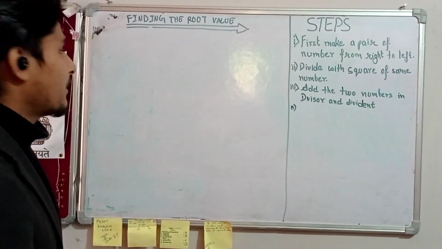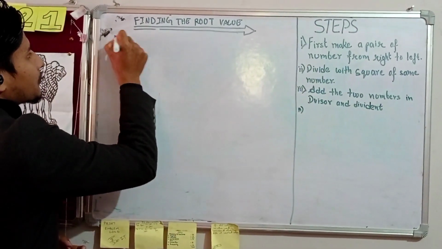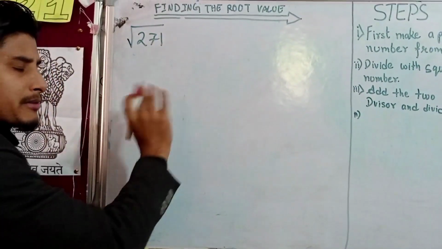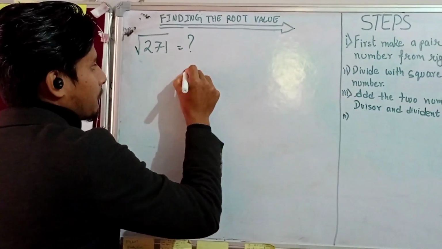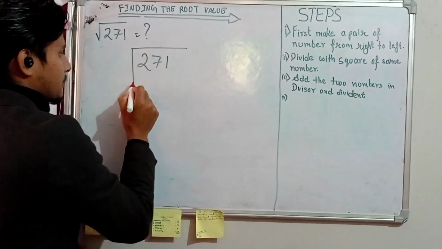All right. So now let's find the root value for the 3 digit. Okay, so the 3 digit will be under root of, let's take 271. So this is an imperfect root. Okay, so let's find the value, how much this comes. So again we'll follow the same procedure. 271, right?